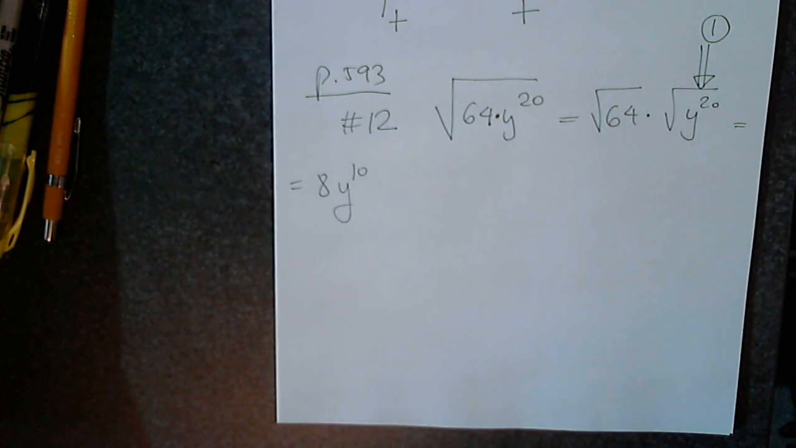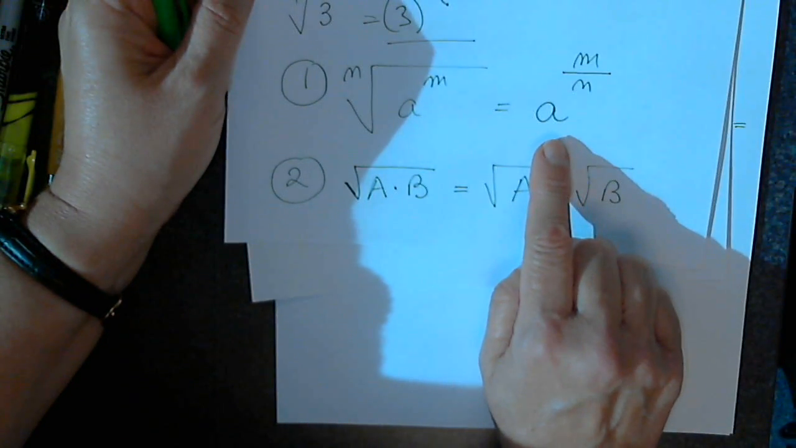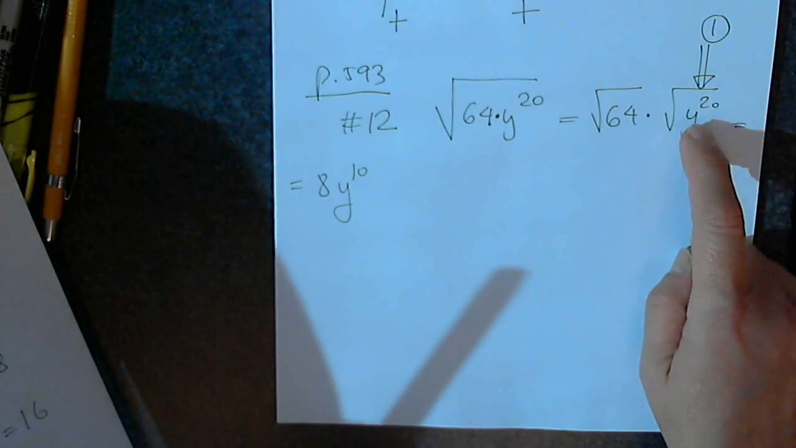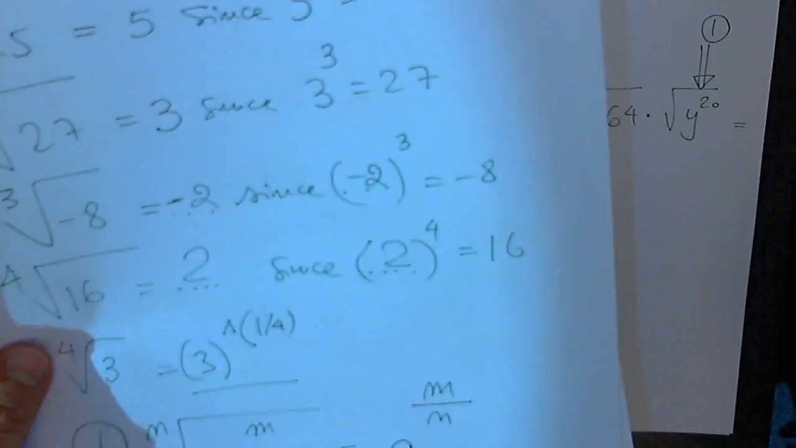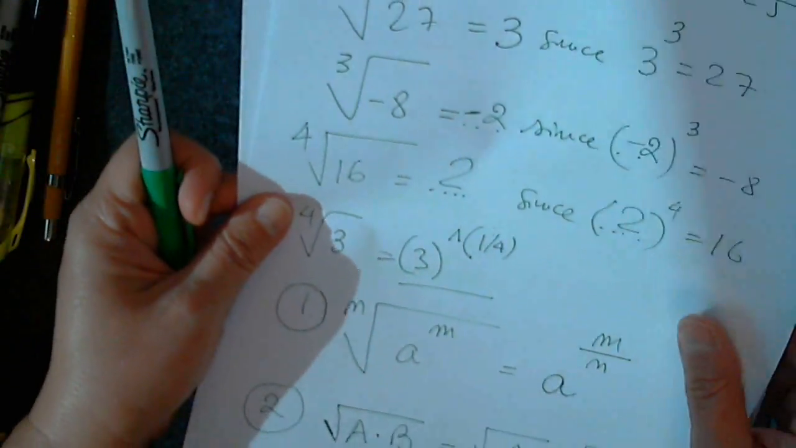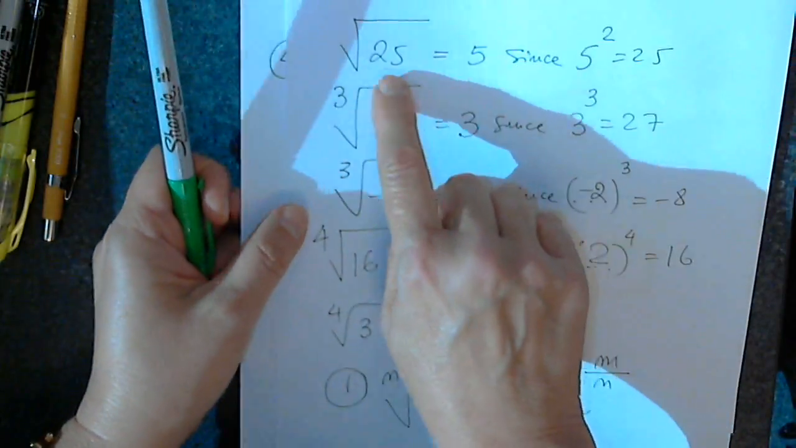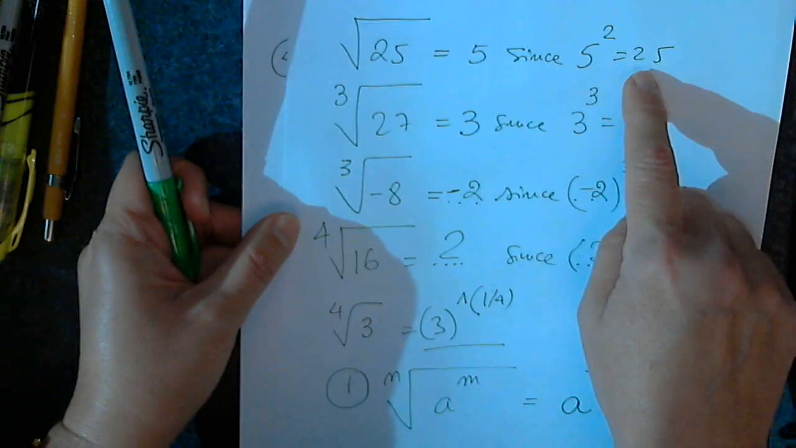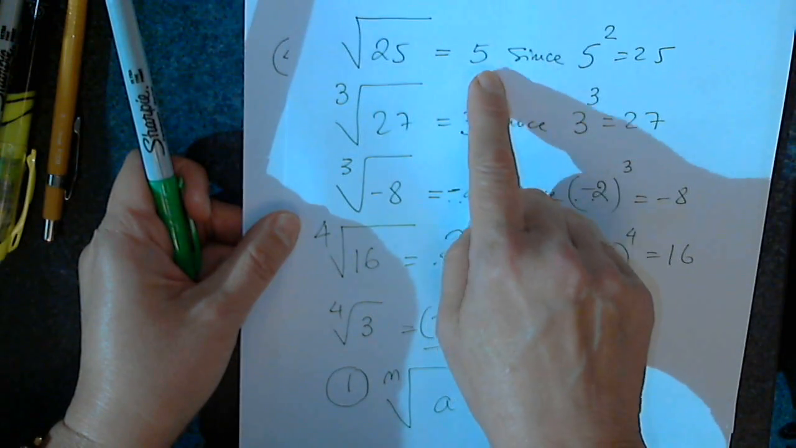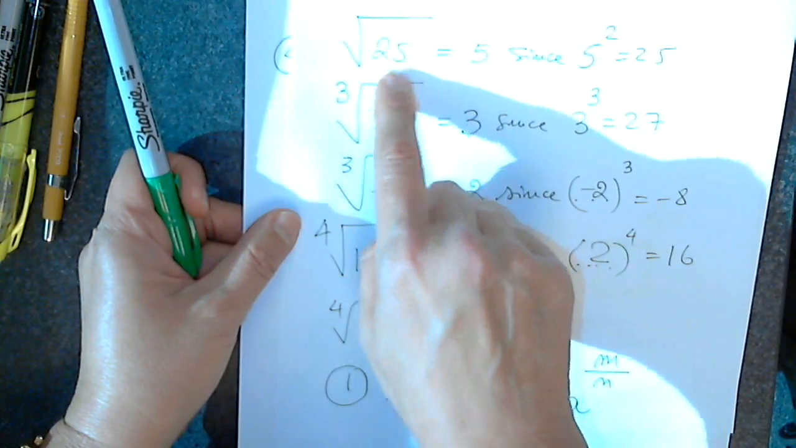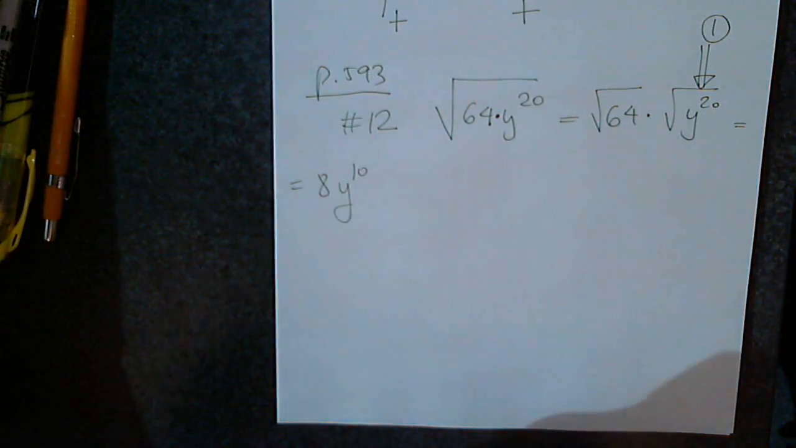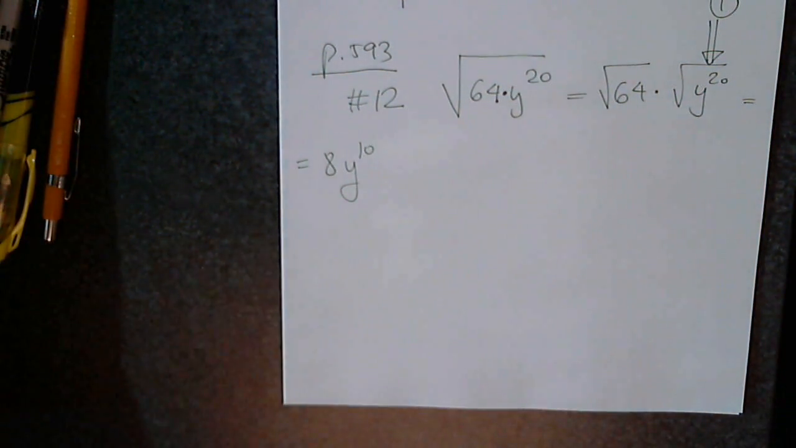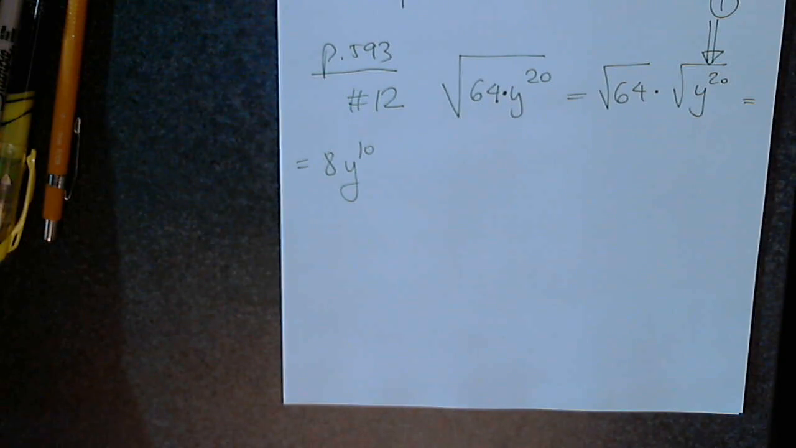I used 2 rules here. Let me show you the rules again, where I have them. Okay. I used this rule for the square root of y to the 20th, and I used this rule for the square root of 64. 64, 8. Why? Because 8 squared is 64. Okay.